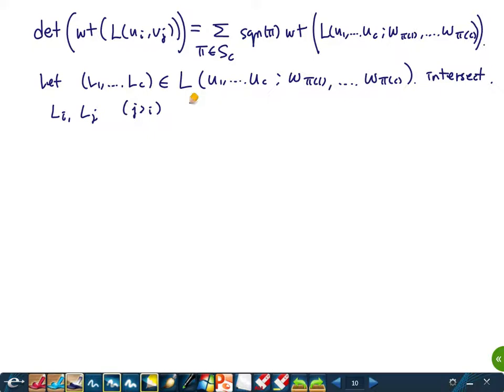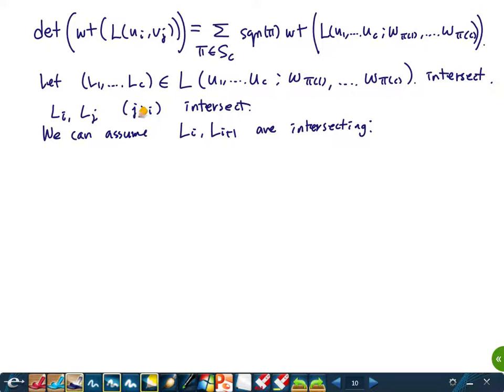J less than I, intersect. We will take an intersecting pair, but we will assume a little more. We can assume that adjacent lattice paths are intersecting. In other words, we can say that J is I plus 1. Why can we assume this? Any idea? We are not just taking any two intersecting paths, but we will take an adjacent intersecting pair. Do you think this is clear? Can you tell me why?